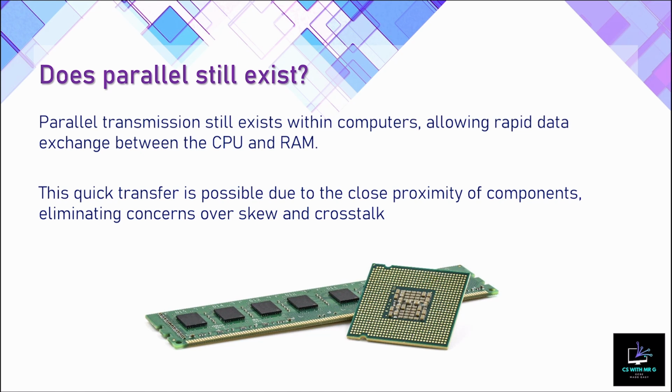So yes, parallel does still exist, but typically within the computer, on the CPU and in the RAM. Yes, it's still faster, we can't deny that, but the possibility of skew and crosstalk means that we would never use it in longer distances than the CPU and the RAM. So CPU and RAM still use parallel, but cables outside of the computer tend to use serial in 2025.